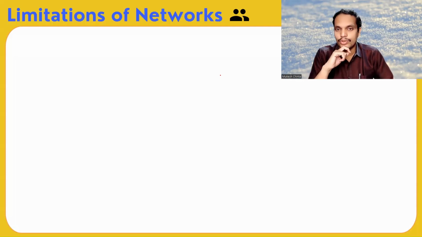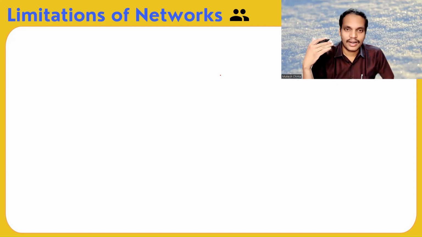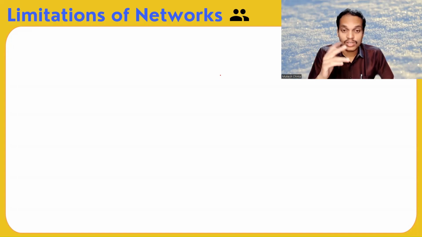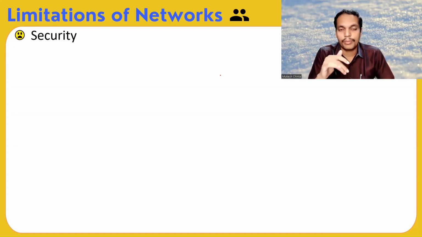So finally, we come to the limitations of networks. Till now, I have been saying that networks are superb and because they changed our life. Yes, but there are always two sides to the coin, isn't it? There is also a flip side. So the first problem is security.